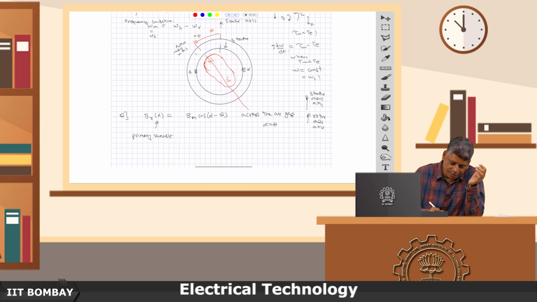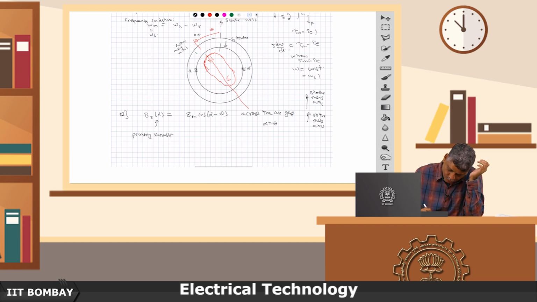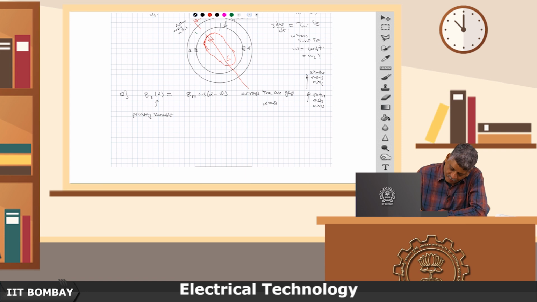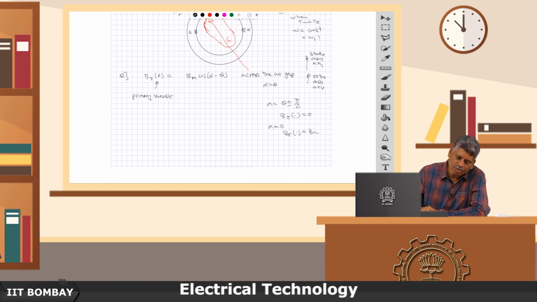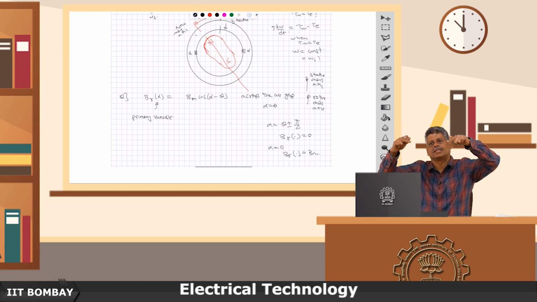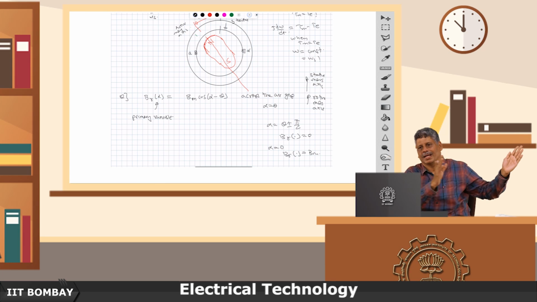So, when alpha becomes equal to theta plus or minus pi by 2, then B will become 0. When alpha is equal to theta, B is at its maximum, and so you have a sinusoidally distributed flux in space.